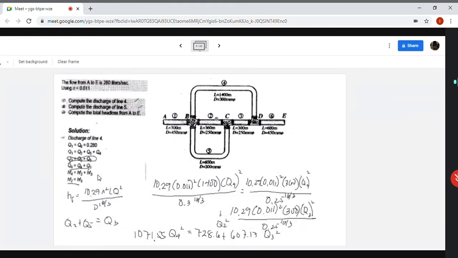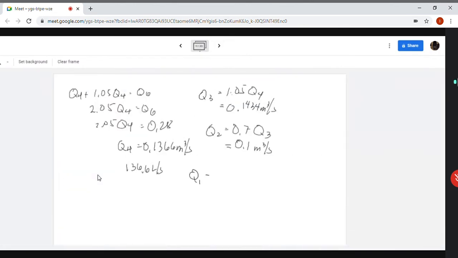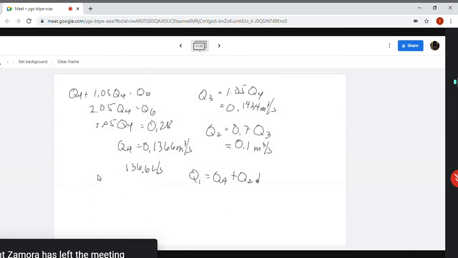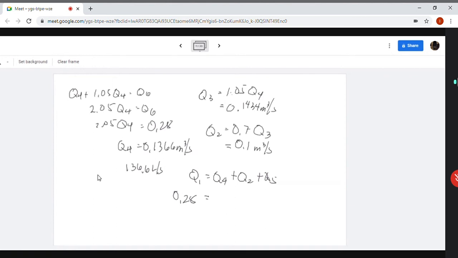Q5 is what we are looking for. Q1 is equal to Q4 plus Q2 plus Q5. So 0.28 is equal to Q4, 0.1366, plus Q2, 0.1. We get Q5 equal to 0.0434, or that is 43 liters per second.